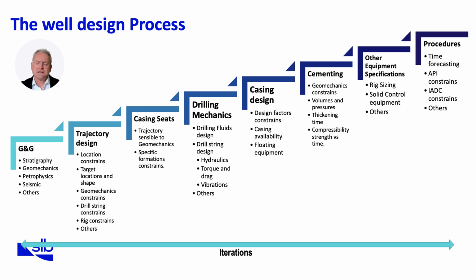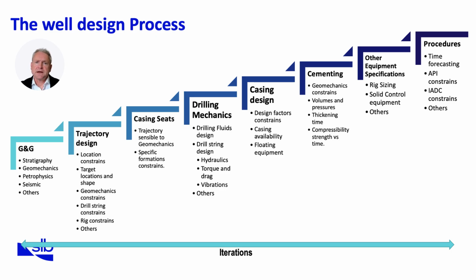Next is trajectory design, where we translate geological targets into a drillable well path. Here we account for location constraints, the shape and position of the reservoir, geomechanical stresses, and drill string or rig limitations. The trajectory must balance technical feasibility with safety and cost efficiency. Once the trajectory is defined, we determine casing seats. These are depths where casing strings must be set to isolate problem formations and provide structural stability. Geomechanical sensitivity and formation-specific challenges often drive this decision.